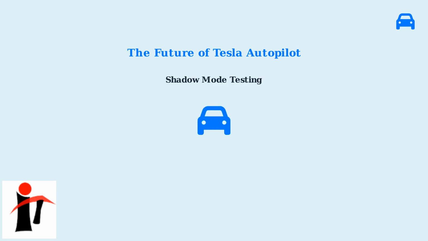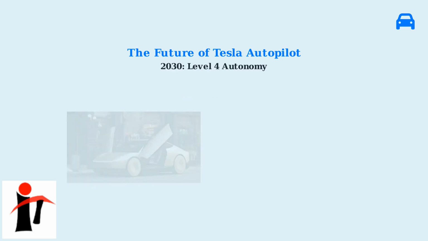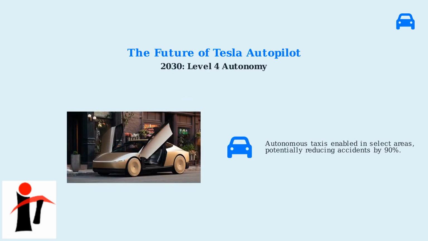Shadow mode testing allows full self-driving to learn from human driving behavior in the background without taking control, helping refine the AI through constant observation and data collection. By 2030, experts predict Tesla could achieve Level 4 autonomy in certain areas, enabling hands-free driving in autonomous taxis and significantly reducing accidents through advanced AI safety systems.